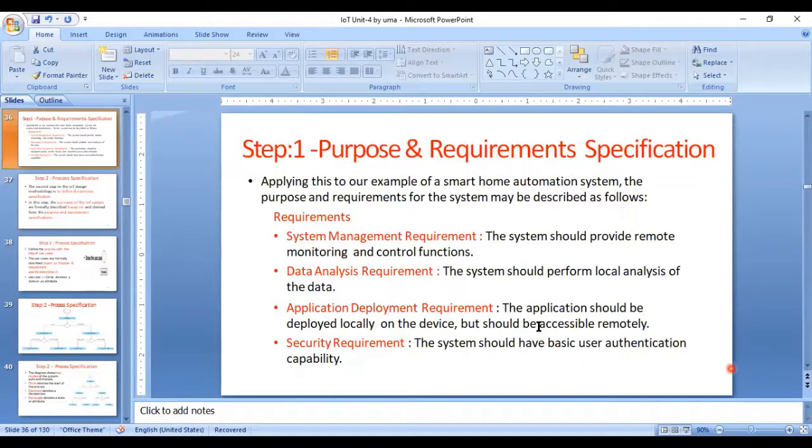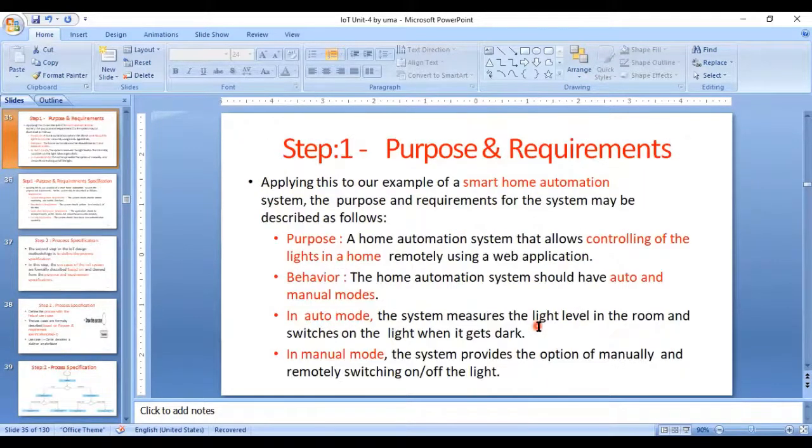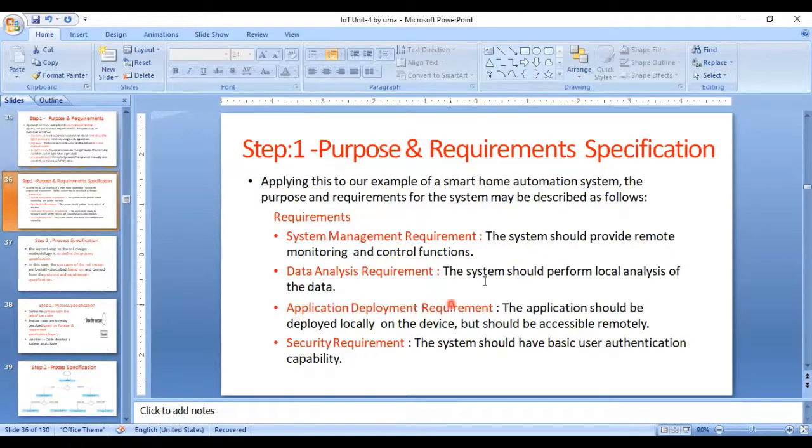In this, they have the requirements. What are the different requirements here? System management requirement, data analysis requirement, application development requirement, and then security requirement. In the first case, the purpose and requirement specification. The system management requirement should provide remote monitoring and control functions.